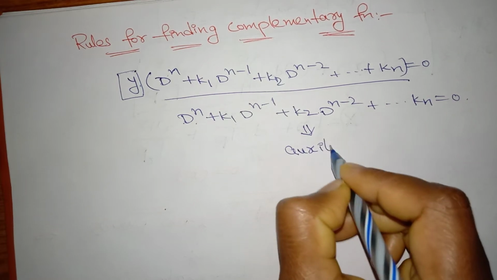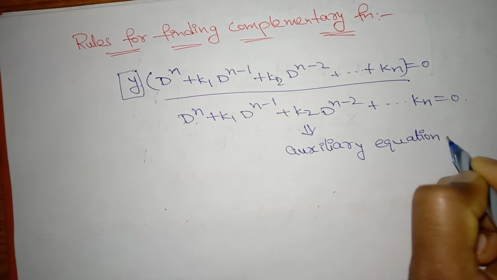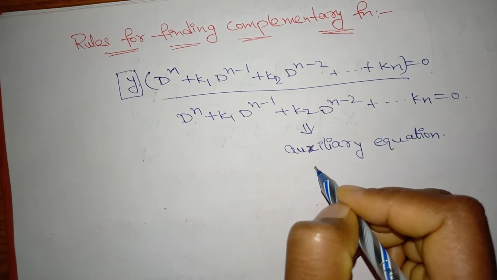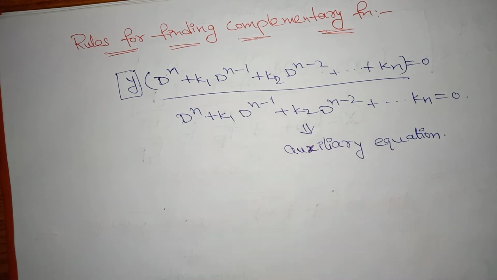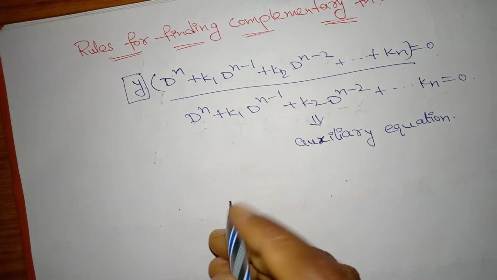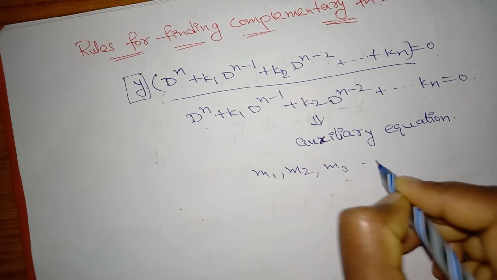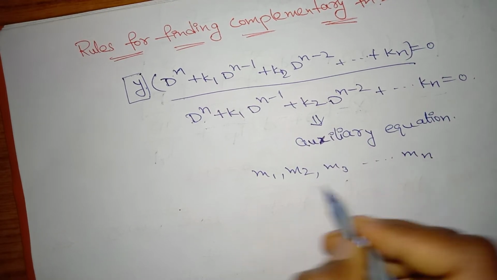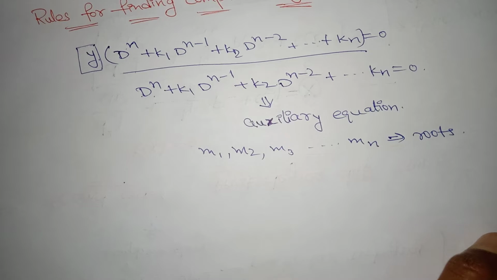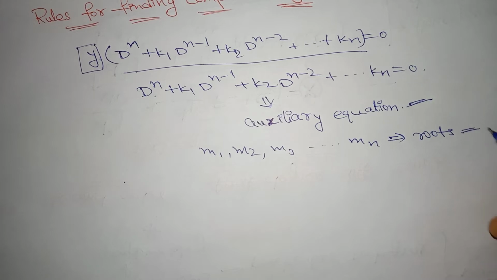First of all, to solve a homogeneous differential equation, you have to take the auxiliary equation from the given differential equation. Then solve this auxiliary equation for roots. The roots of this auxiliary equation will be m1, m2, m3, and so on up to mn. These are the roots for the given differential equation. First of all, we have to take the auxiliary equation and then find the roots.